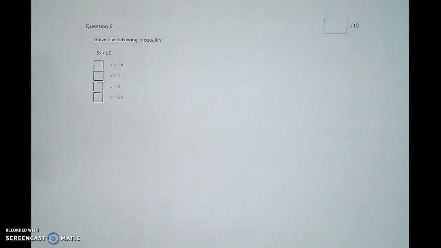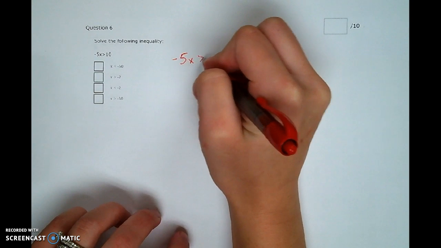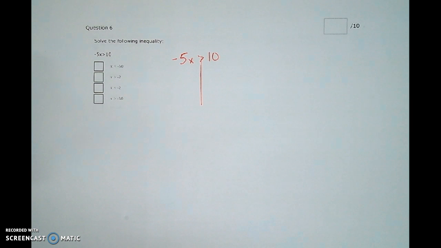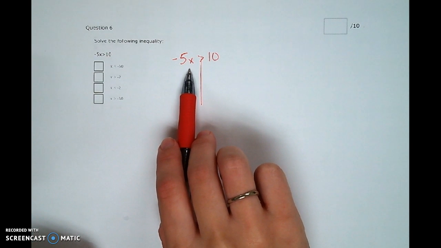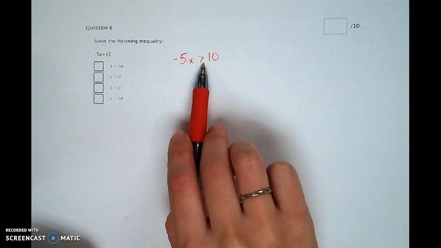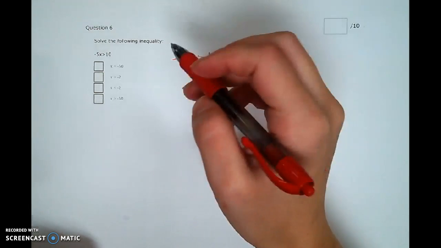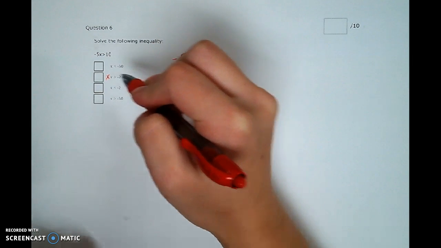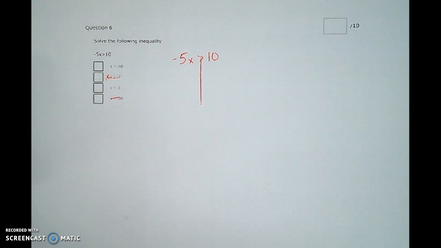Next one, solve the following inequality. We have -5X is greater than 10. As soon as I see this one, I want to solve it and get X by itself, but I see that I have a negative coefficient with my variable, and that means that I'm going to be flipping my inequality. So my final inequality is actually going to be X is less than something. So I can go over here and cross off any that has greater than. I know that one's not going to be it, and that's not going to be it. So my answer choices are X is less than -50 or X is less than -2.